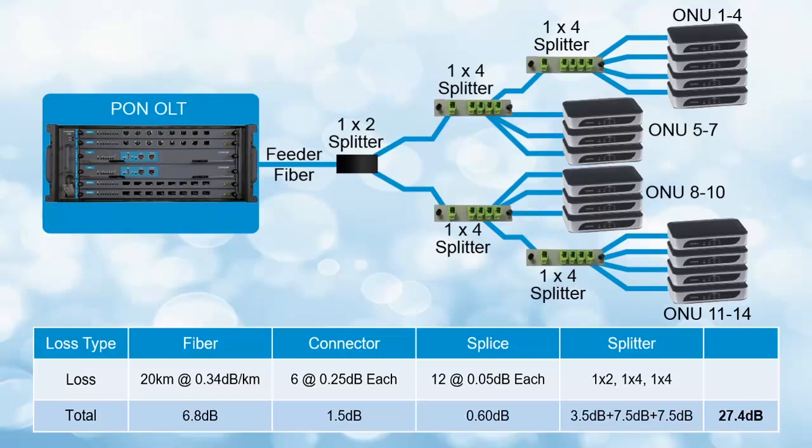Using the above example, assuming the total fiber cable length from OLT to ONU is 20 kilometers and 6 pairs of LC APC connections and 12 splices, the link loss is calculated as follows: 6.8 dB for the fiber, plus 1.5 dB for connectors, plus 0.6 dB for splices, plus 18.5 dB for the splitters. This equates to a loss of 27.4 dB, which is just within the PON optical budget.